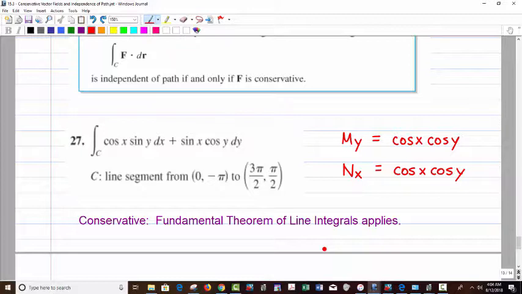So here's a trig one. That's always fun. The derivative of this with respect to y is cos x cos y, and the derivative of the other with respect to x would be cos x cos y. That means it's conservative, so the fundamental theorem of line integrals applies.